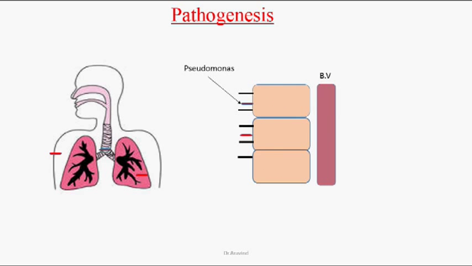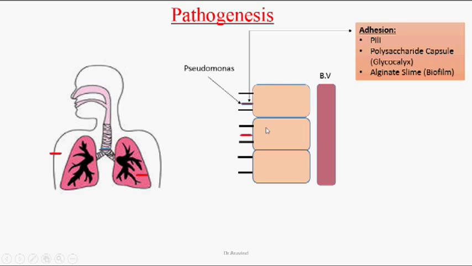Once they enter into the body, here there are the epithelial cells, and these are the blood vessels, and these are the organisms. The red ones are the Pseudomonas organisms, and these Pseudomonas organisms always attach to the epithelial cells with the help of pili, with the help of glycocalyx, that is biofilm or alginate material, or the alginate slime layer that makes the biofilm in the respiratory tract of cystic fibrosis cases. With all these materials, even exoenzyme S can help this organism in attachment. So these organisms attach to the epithelial cells.